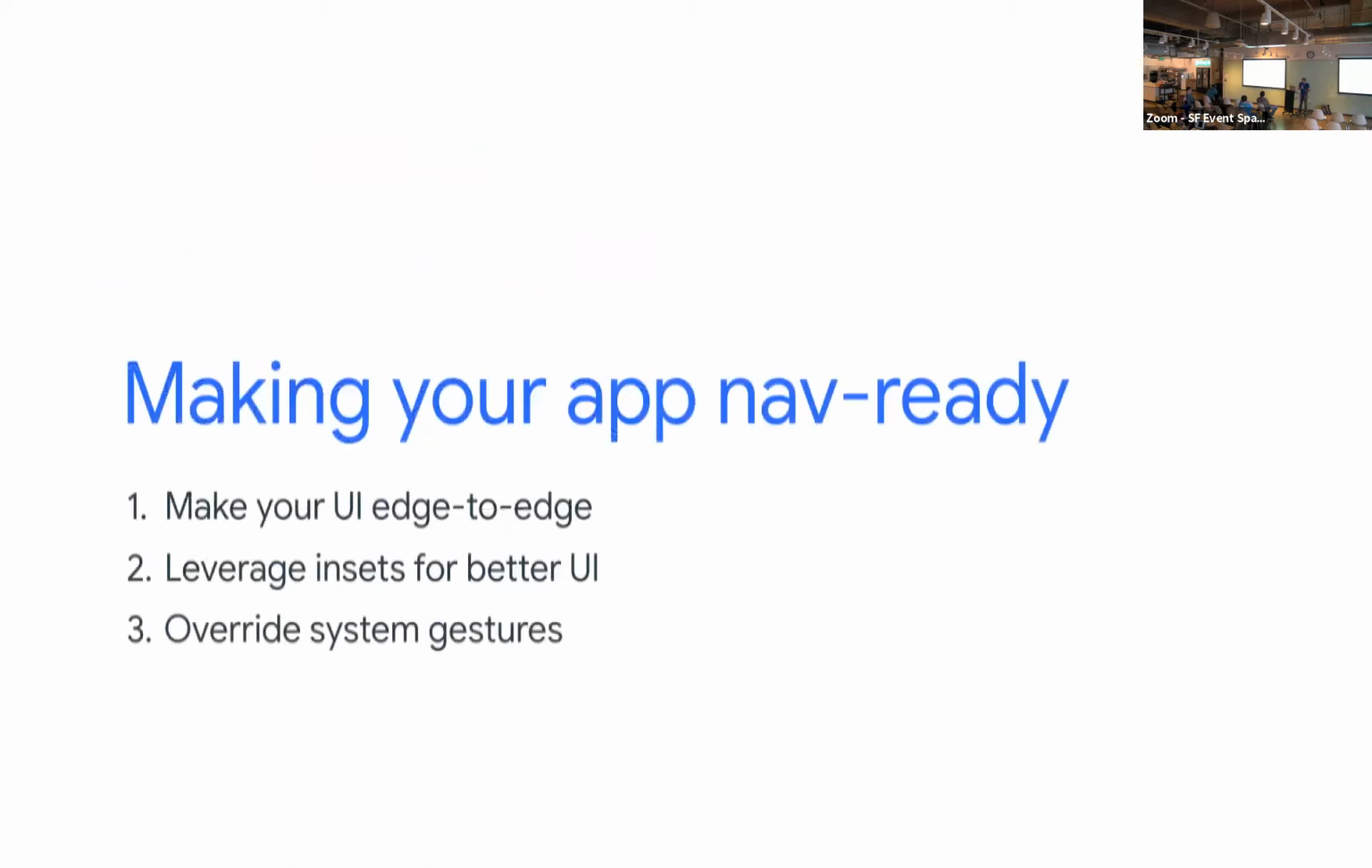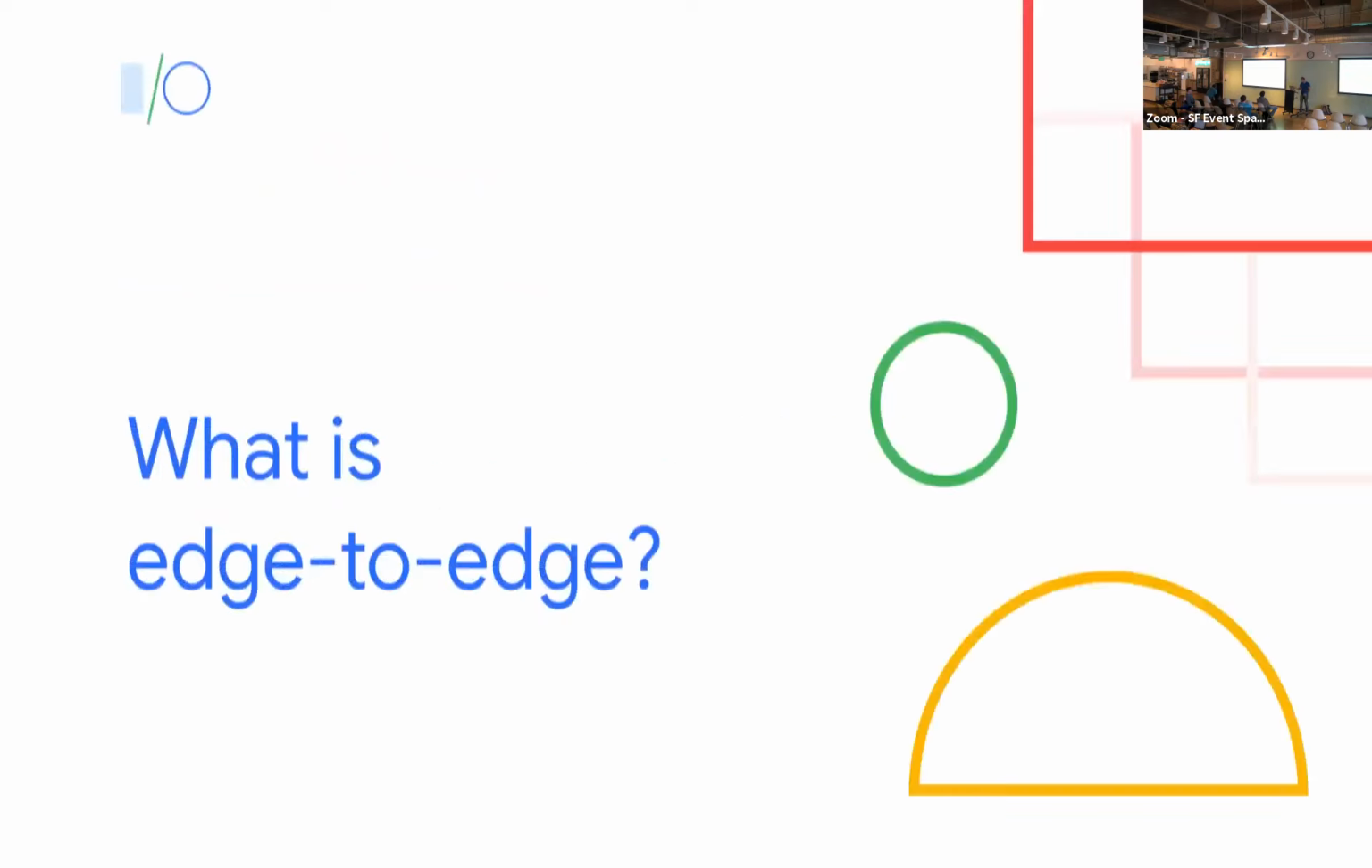So what do you need to do to make your app navigation ready? First, you need to implement edge-to-edge UI, which I'm going to talk about in detail. Then leverage the insets for a better UI experience. And finally, override the system gestures if you need to. Let's take a look at it.